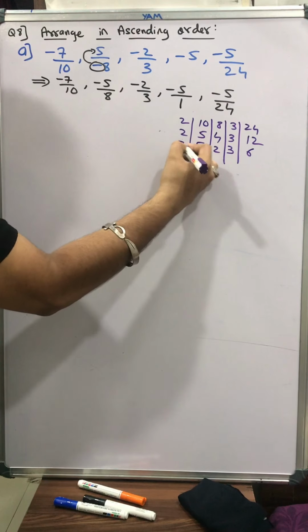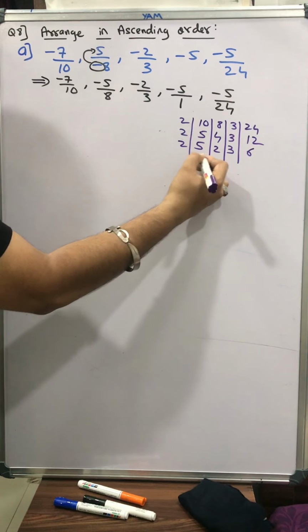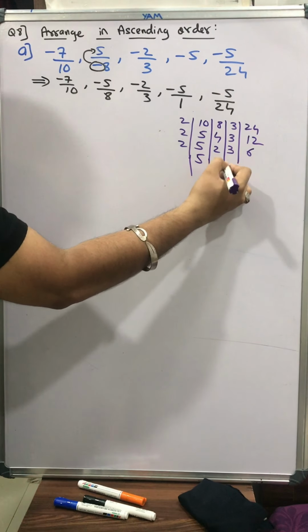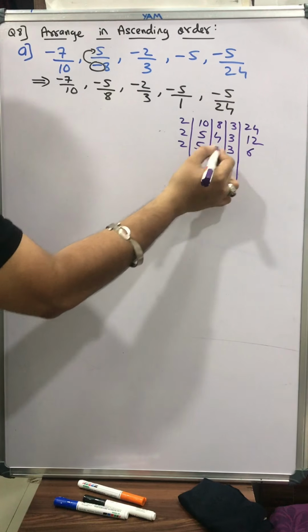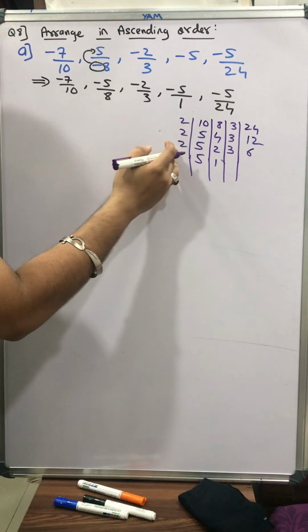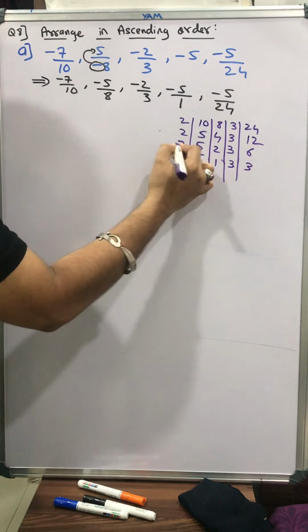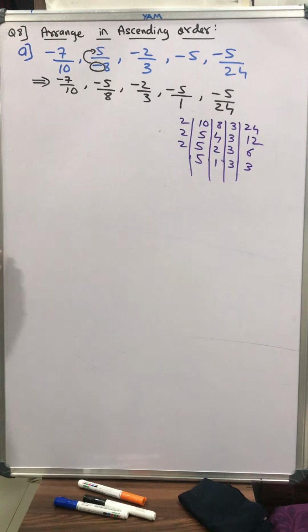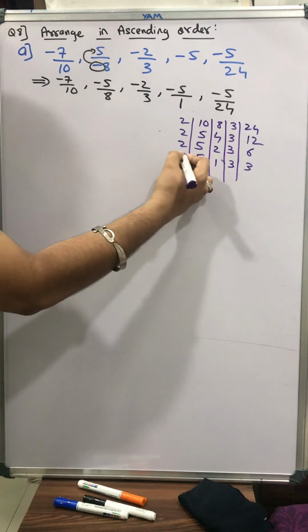Once again I'll go with 2. 2 is not going in 5, so 5 will be copied as it is. 2 1s are 2. Once again we have 3 here, and 3 is not going in 2, so 3 will be copied as it is. 2 3s are 6. Now I think there are no more numbers left which will go in 2, so I shift on to 3.